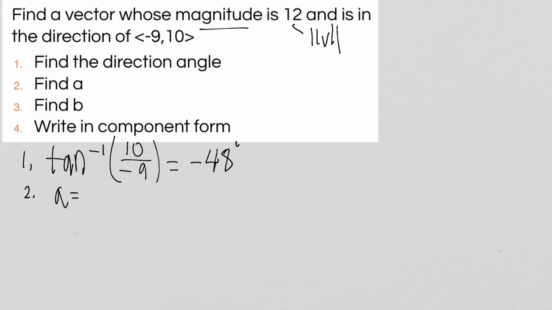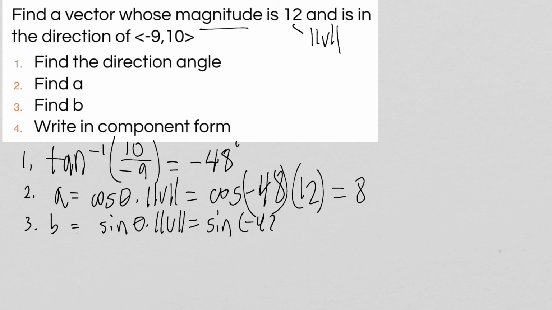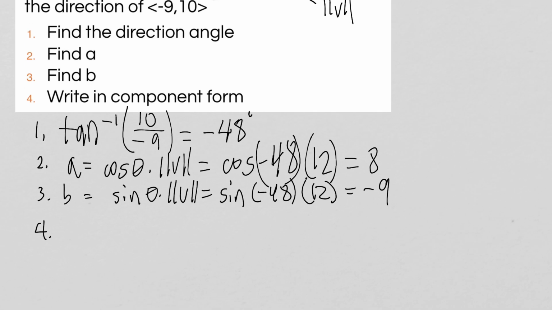Finding A. A is doing cosine of the angle, times the magnitude. So it's cosine negative 48, and the magnitude here is 12. Again, you'll plug this in the calculator, and you get 8 for A. To get B, I'm doing sine of the angle, times the magnitude. So it's the sine of negative 48, times the magnitude, which is 12 again, and I get negative 9. So the component form of this vector is 8, negative 9, or you could write it as 8i minus 9j.